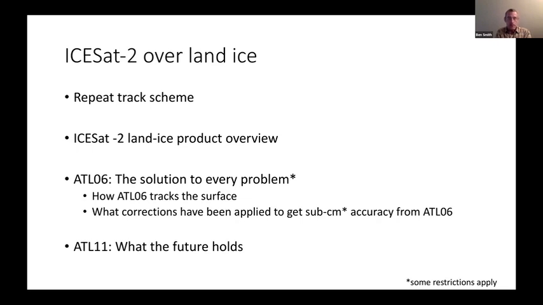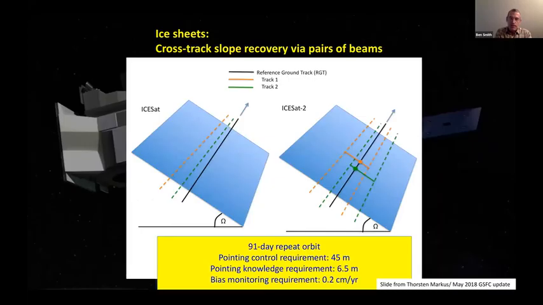I'll talk about the general scheme for generating ATL06, and I'll talk about the corrections that we have to apply to try and get sub-centimeter accuracy that would allow us to do the really fine-scale differencing we want to be able to do over the Antarctic plateau eventually. Then I'll touch a little bit on ATL11, which is my current product in progress, which I think should simplify a lot of elevation change tasks going forward. Some of the stuff that we'll be talking about here is review.